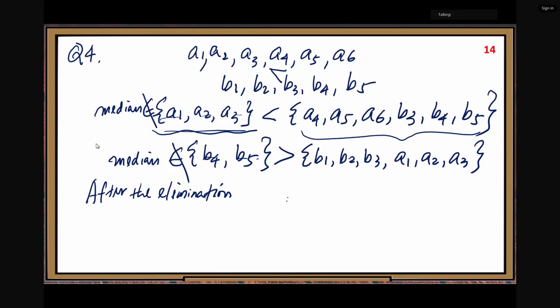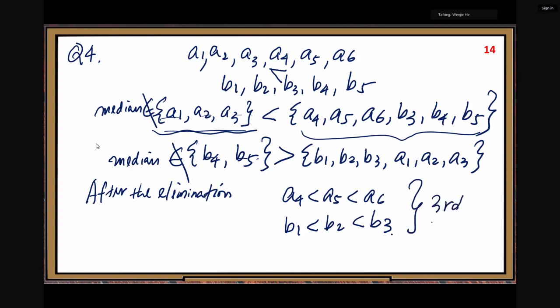The previous question: the first ordered array, the second ordered array, B3. And you need to find the third smallest, because the original median becomes the third smallest. Is it the same thing as question 3, Q3? Same question.